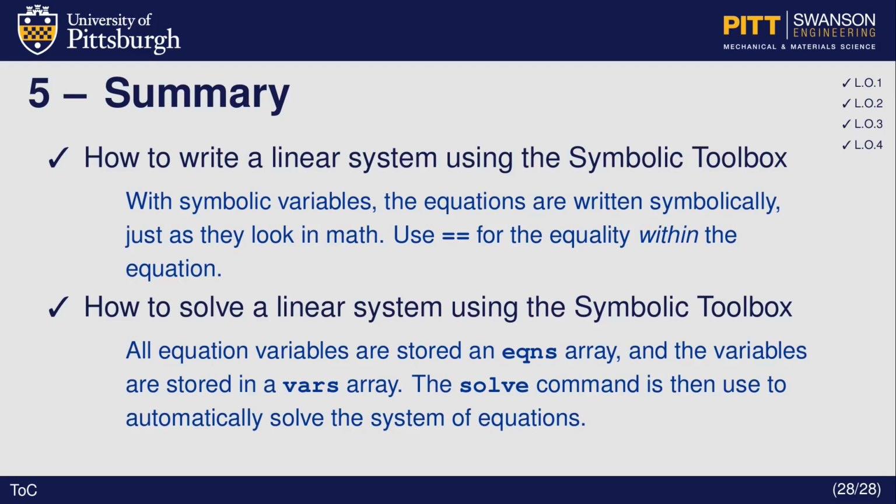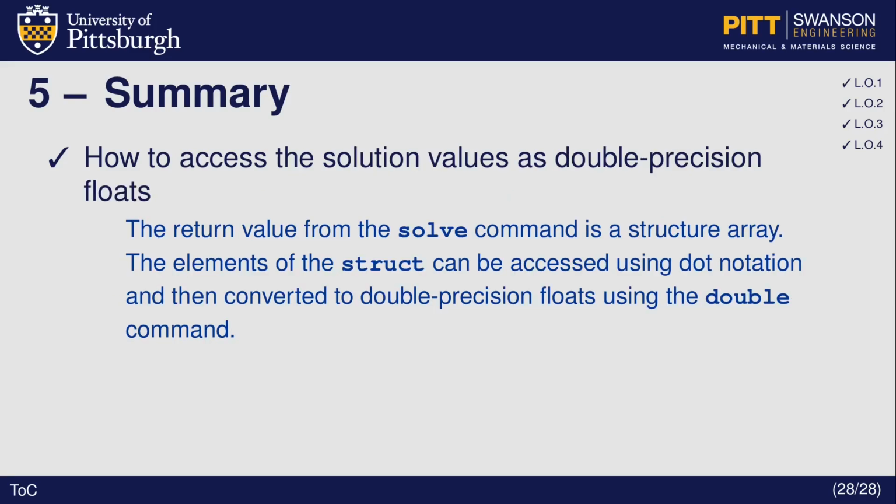Note that the double equal sign is used for the equality within the equation itself, and the single equal sign is used to set that equation equal to a variable. All of those equation variables are then stored in an equations array, and the variables are stored in a separate vars array, and the solve command then uses those two arrays to automatically solve the system of equations. And finally, the return value from the solve command is a structure array. The elements of that structure array can be accessed using dot notation and then converted to double precision floats using the double command.